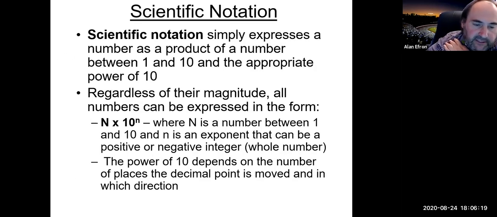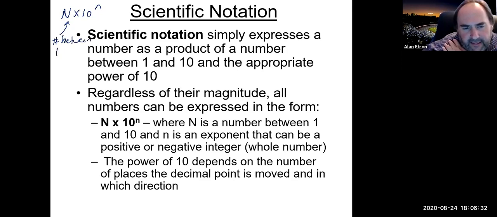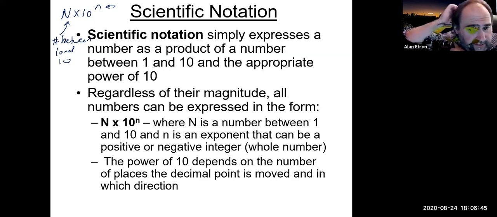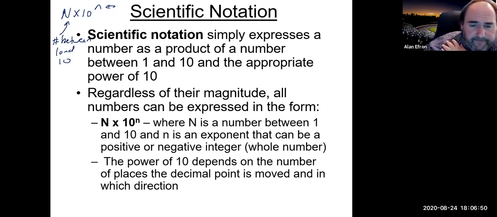And scientific notation has this general format here of N times 10 to the n. The N is a number between 1 and 10, so not 10 or anything like that, a number between 1 and 10, times 10 to the little n. And again, the little n is either positive or negative, and it's basically how many places you moved it either to the left or to the right to get to a number between 1 and 10 in that particular case.